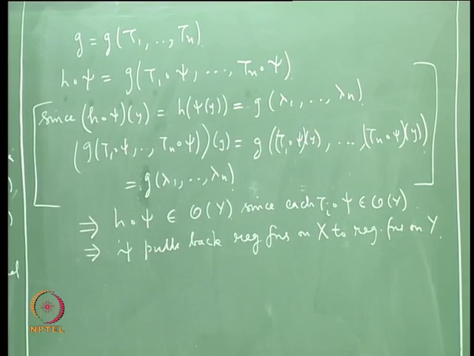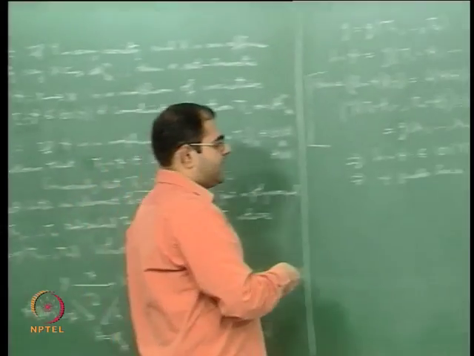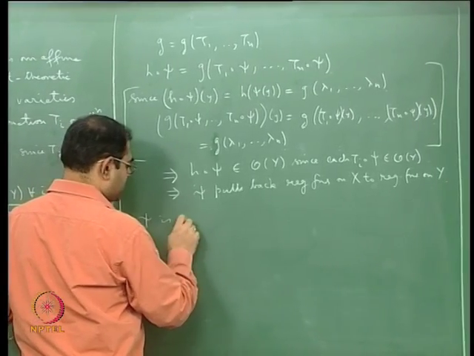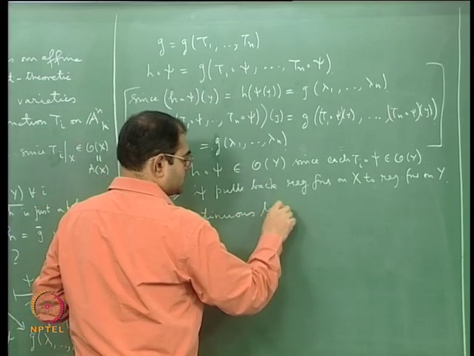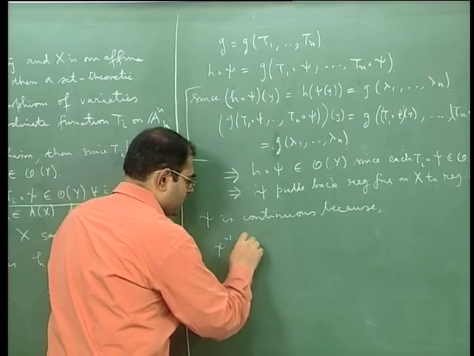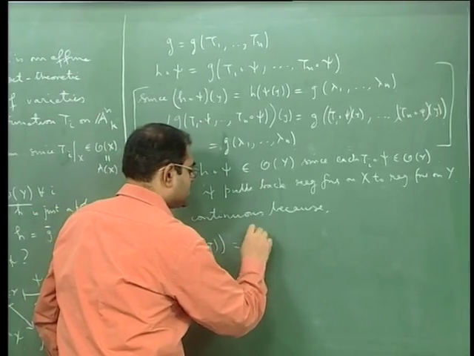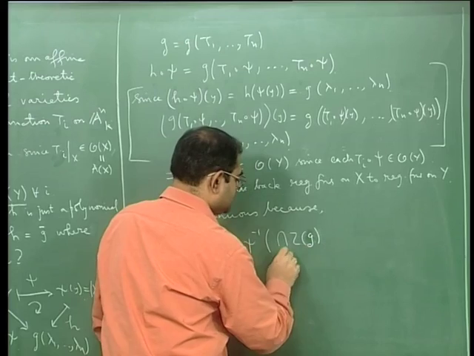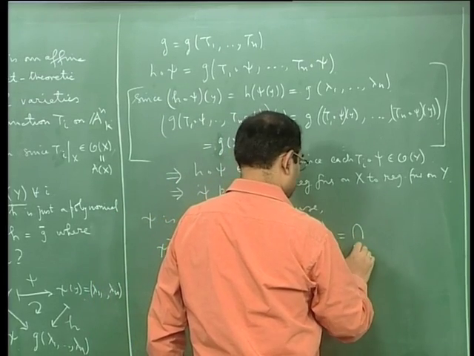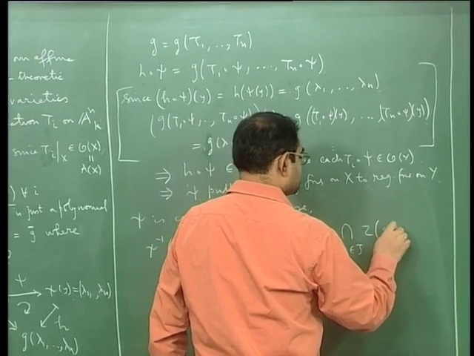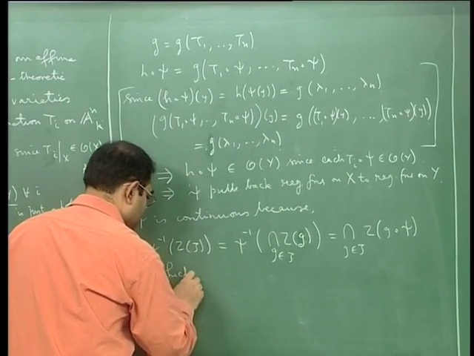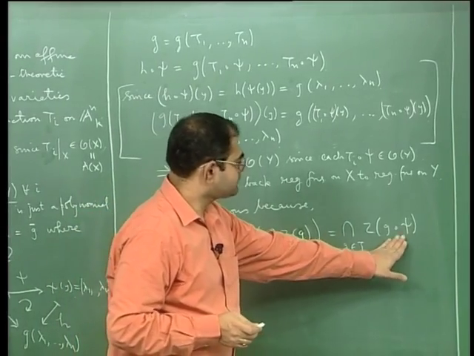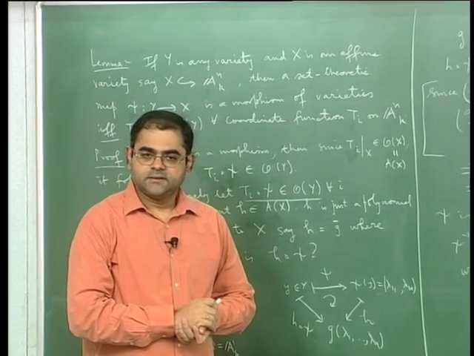So this is one of the conditions for the map psi to be a morphism. The only other condition I have to check is the continuity of psi, which will follow as I gave in the earlier proof. So I only have to check psi is continuous, and that is because of the following: psi inverse of Z of J is psi inverse of the intersection of Z of G, for G belonging to J. This is the intersection, G belongs to J, of Z of G circle psi, which is closed in Y. So if you give me a bunch of regular functions and look at the set of common zeros, that gives a closed locus.